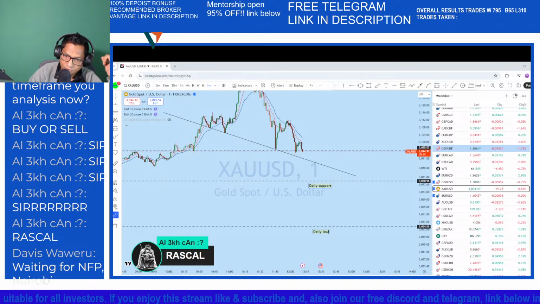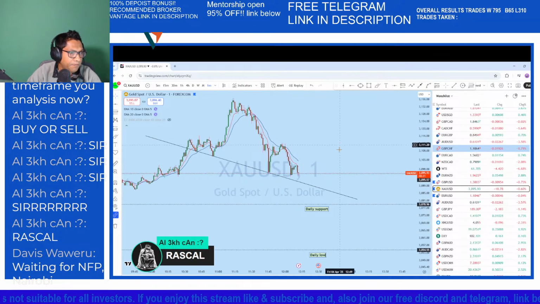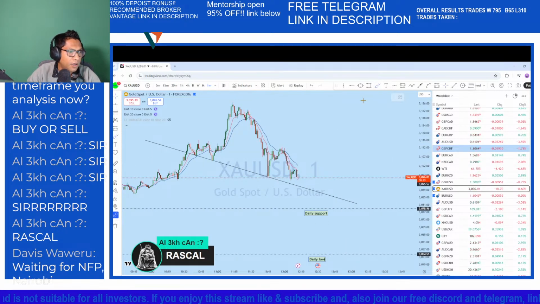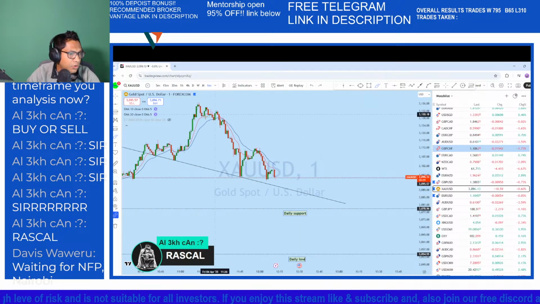Okay, what you can see here is where a big drop and then sideways movement, a big drop, sideways movement, expecting another drop here to create a new lower low.